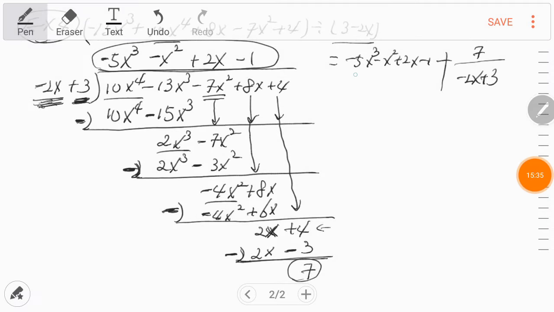Okay, make sure that this is the quotient, this is the remainder, and this is the divisor. Divisor, this is the quotient. Okay, let's try example 5.